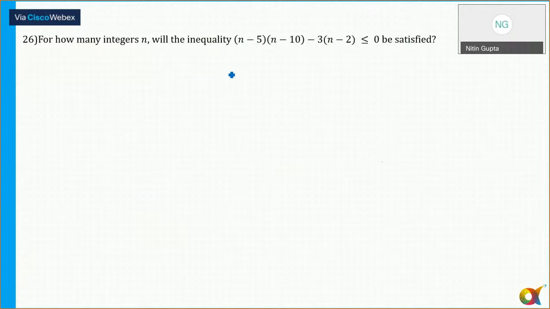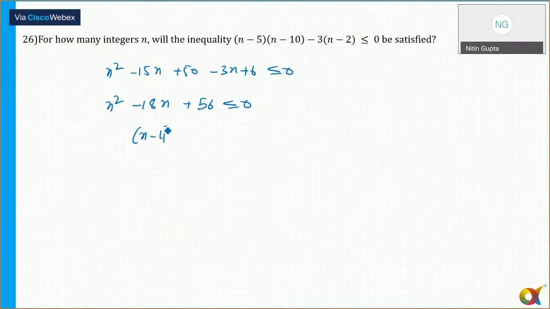So n minus 5 into n minus 10. So I can say what is n minus 5 into n minus 10? That will be equal to n square minus 5n minus 15n plus 50, minus 3n plus 6, which is less than or equal to 0. So that is n square minus 18n plus 56, less than or equal to 0. So I think 14 4s are 56 and 14 plus 4 is 18. So this is simply n minus 4 into n minus 14 less than or equal to 0.